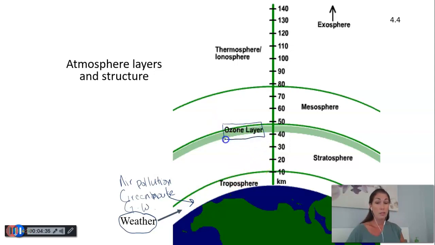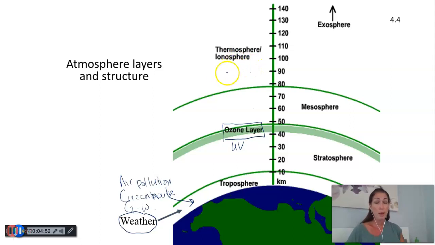The ozone layer is found within our stratosphere, and that's significant because it helps to protect us from UV radiation. Again, that's going to be something we cover into the future. And the mesosphere is this layer in the middle, and then the thermosphere is the upper level.